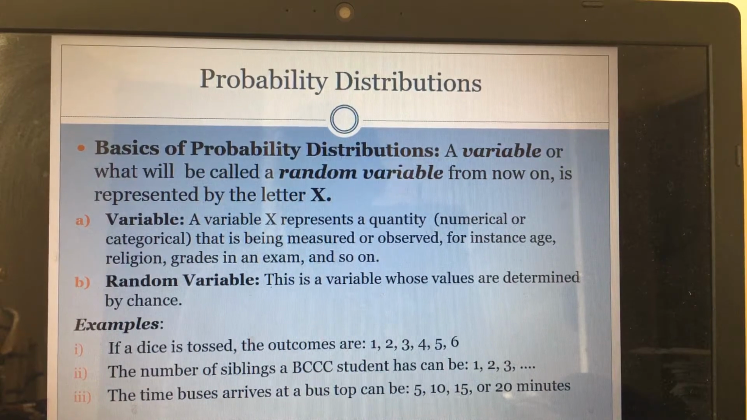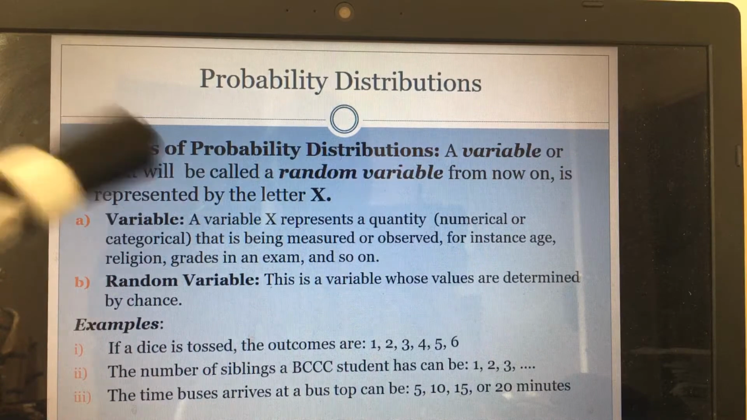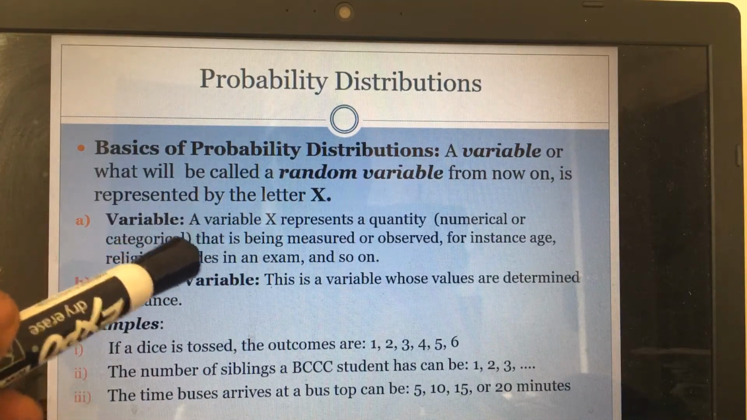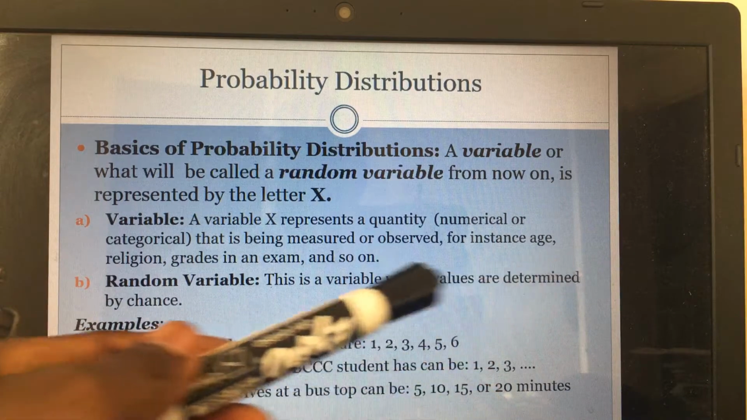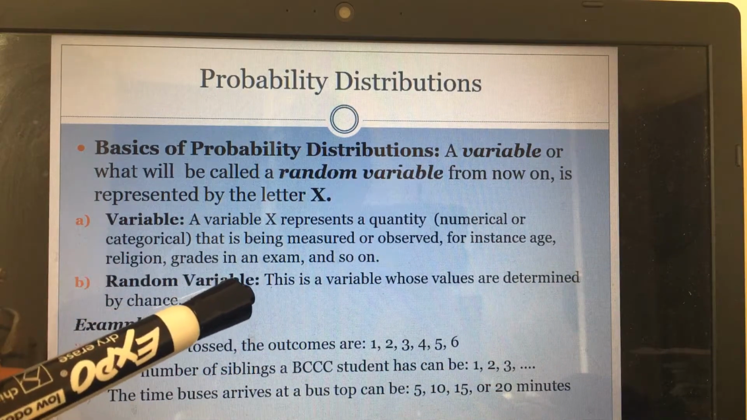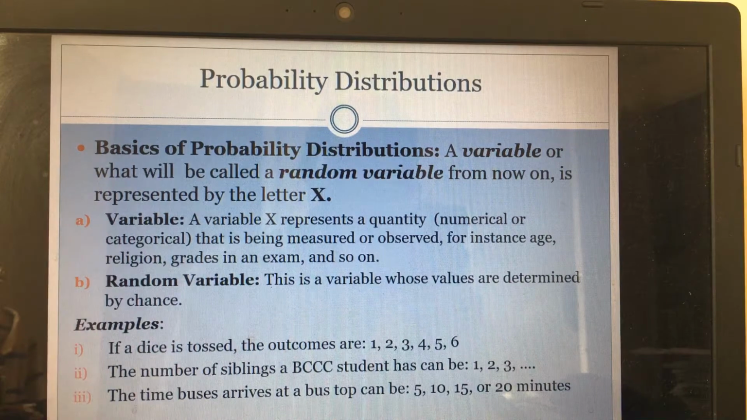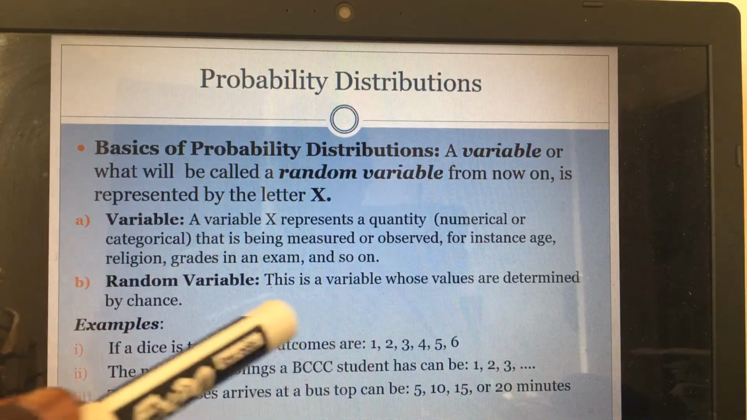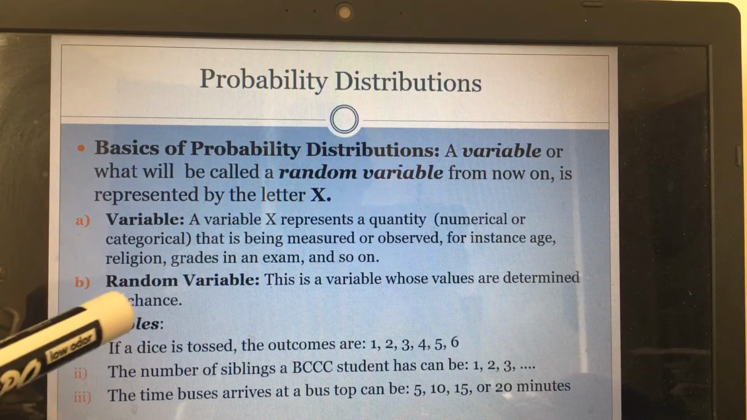Now, so long as it is the quantity we are measuring or that we are interested in, we use X to represent it. We call it the X variable. Okay, a good example: some things like age, religion, grades in exam. All these things are variables. Now, when these variables are random, that means when they occur by chance, we call it a random variable.